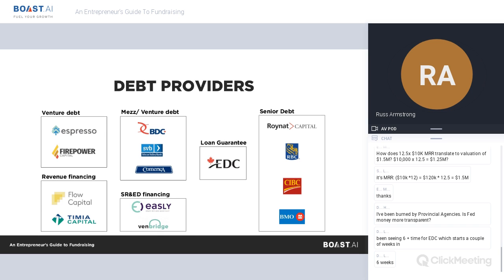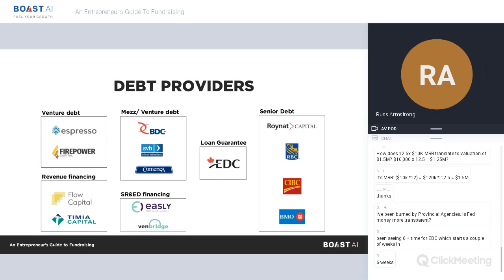So who am I going to call based on the debt providers that are out there? Here's a quick chart to give you some ideas of who you can call. From a venture debt perspective, there is Espresso and Firepower Capital. Espresso has been the market leader in venture debt. I think they did over 65 deals last year. For revenue financing, you have Tamaya Capital and Flow Capital. For mezzanine and venture debt, you also have BDC, Silicon Valley Bank, and Comerica.